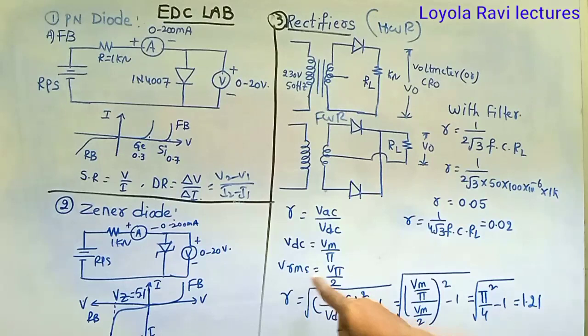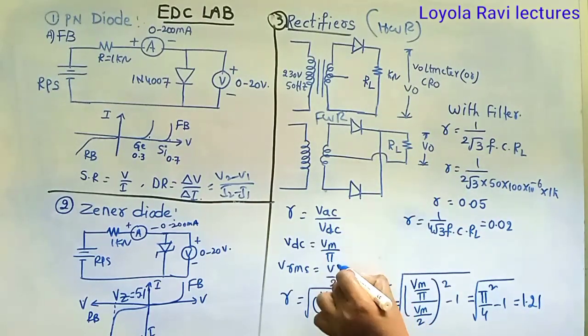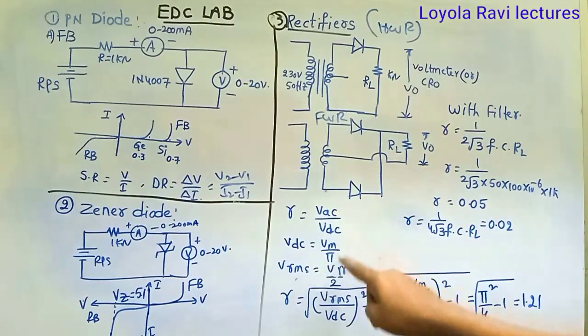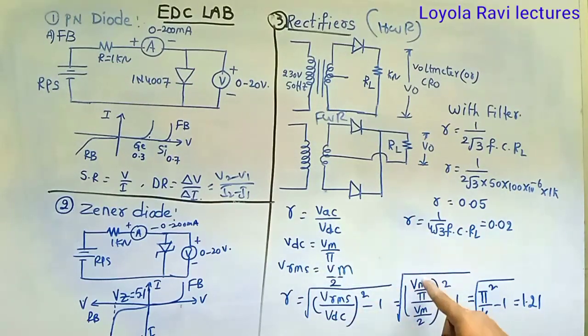Vrms value is Vm by 2. And VDC is Vm by pi. Substitute here Vm by pi and Vm by 2 whole square. Vm square gets cancelled. Square root of pi square by 4 minus 1. That value is 1.21. So theoretically the ripple factor for half wave rectifier without filter is 1.21.